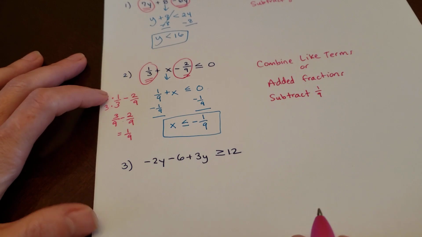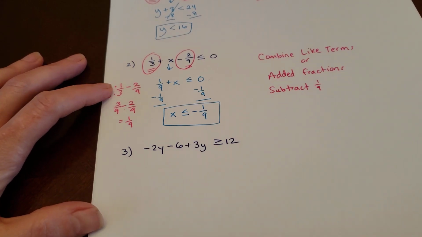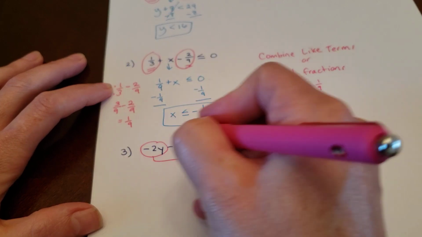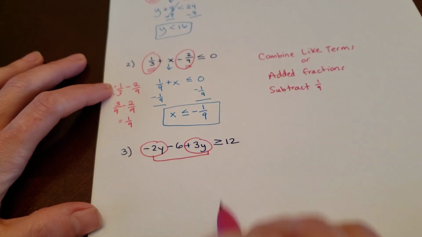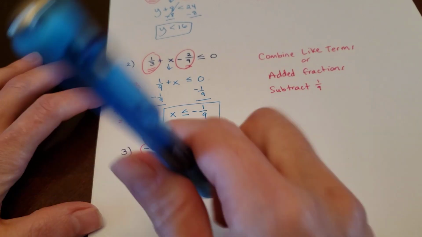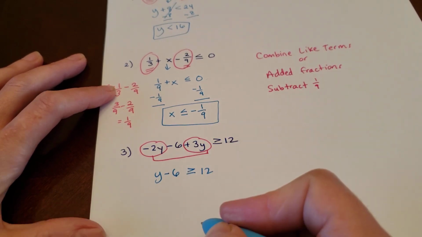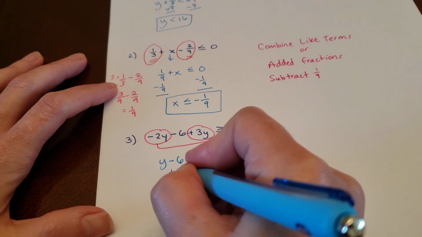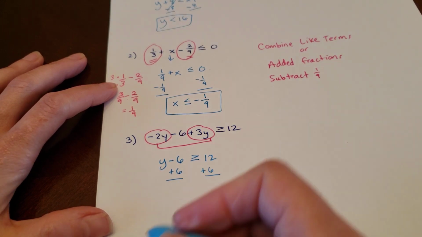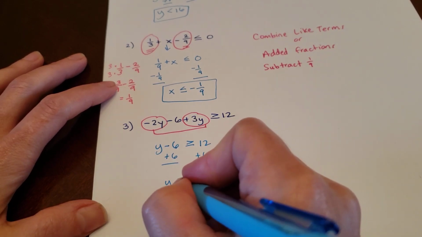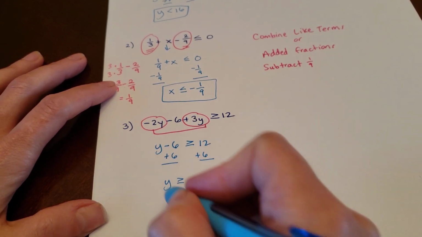All right, one more example, then you guys should be good to go for homework. So again, looking for like terms, you have these two, the negative 2y and the positive 3y that are on the same side. Negative 2 plus 3 is going to be a positive 1. So y minus 6 greater than or equal to 12. And then you will add 6 to both sides, giving you y greater than or equal to 18. So that's going to be our answer.